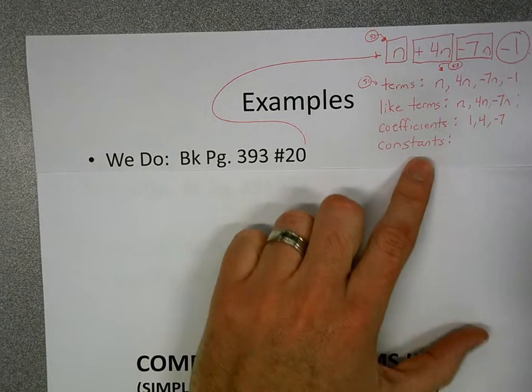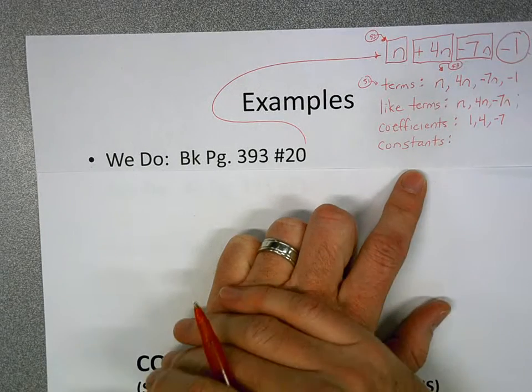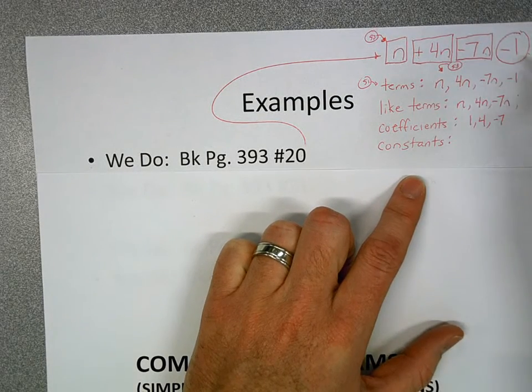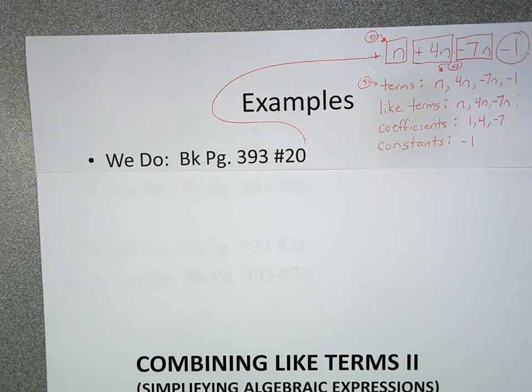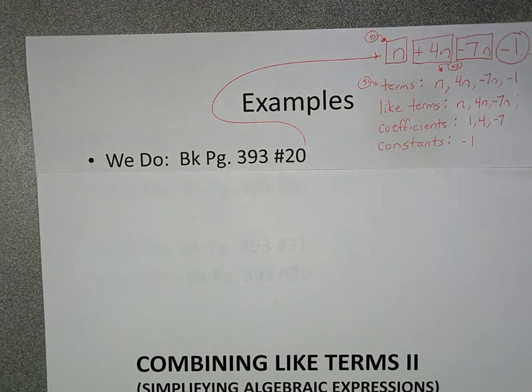And then remember, constants are numbers without variables. In this case, we only have one of them right there, and it's a negative 1. Okay? Questions on that?